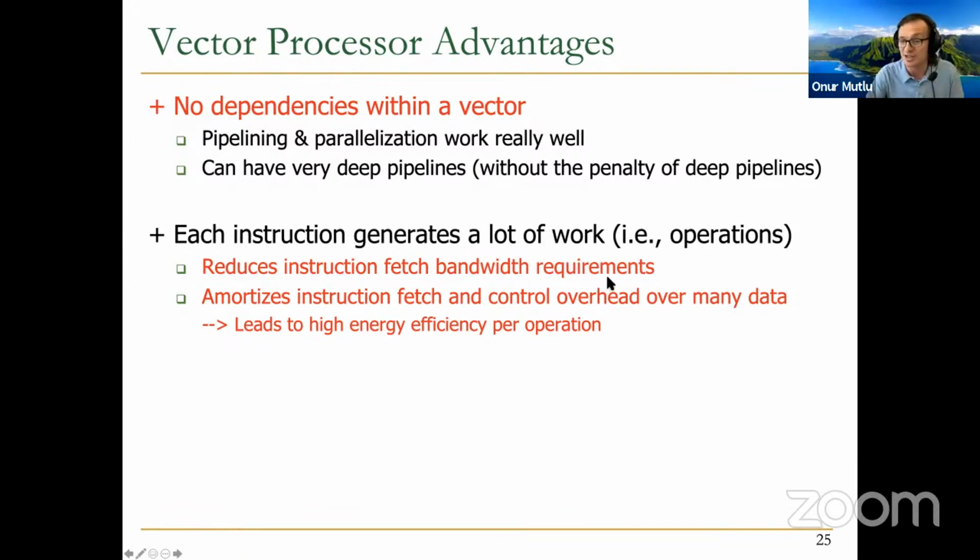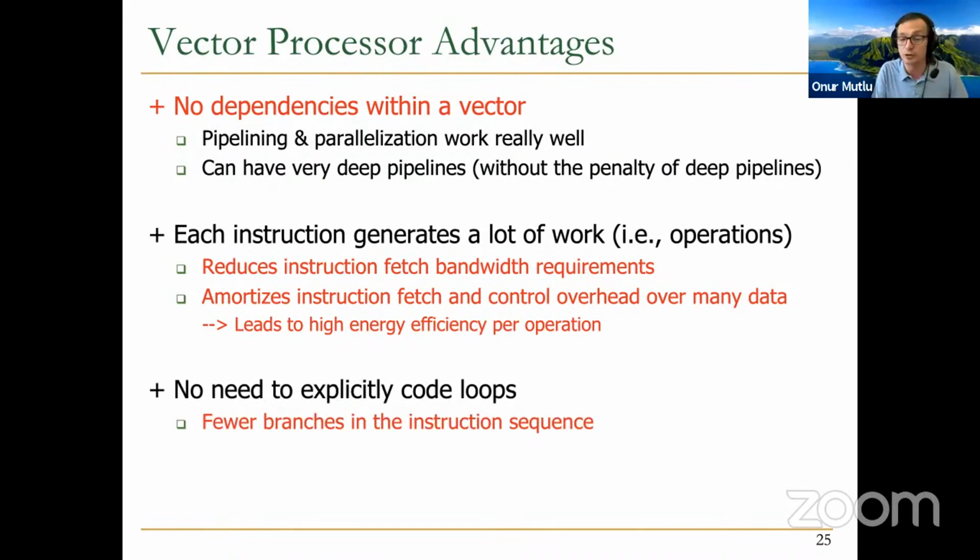You don't need to fetch a lot of instructions. And this amortizes the instruction fetch, decode, and control overhead over many data elements. As a result, this leads to high energy efficiency per operation. So SIMD processors like GPUs are extremely energy efficient if you're doing the SIMD operations, basically. This is the reason: you amortize the control overhead and instruction fetch overhead over many, many data elements.